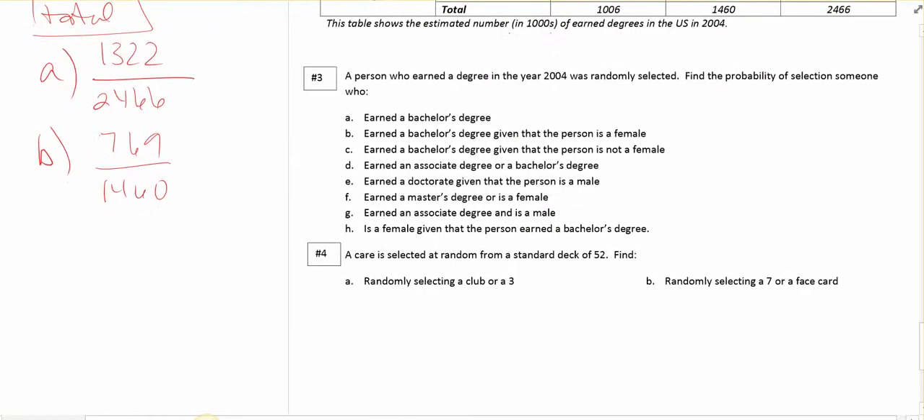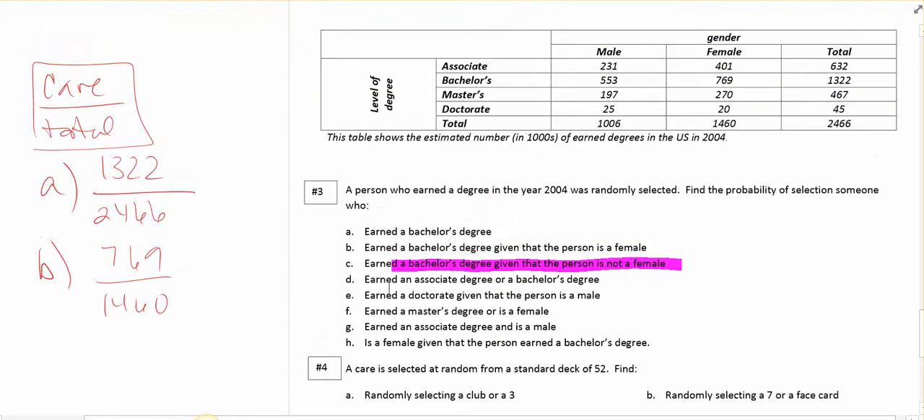Okay, I've earned a bachelor's degree, but given that the person is not a female. Now that's just dumb. What else is there? Oh yeah, males. Okay, so same situation. The 553 divided by the 1006. So that's boring. Let's look at the next one.